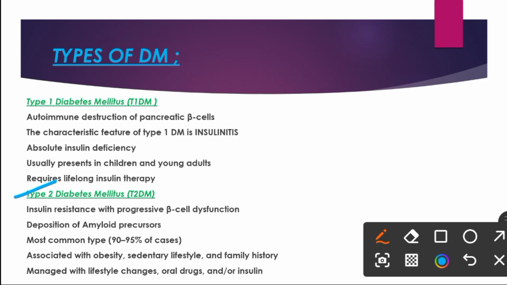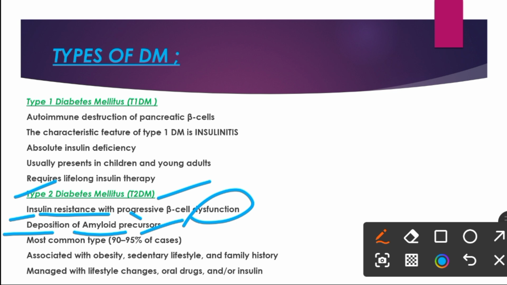Second one is type 2 diabetes. It is also known as adult onset diabetes mellitus. In type 2 diabetes, there is mainly increased insulin resistance along with progressive beta cell dysfunction. There is also deposition of amyloid precursor proteins, which are beta pleated proteins, and these proteins deposit in the beta cells of the pancreas and cause pancreatic cell dysfunction.